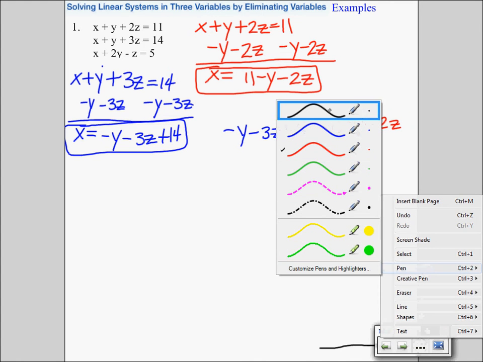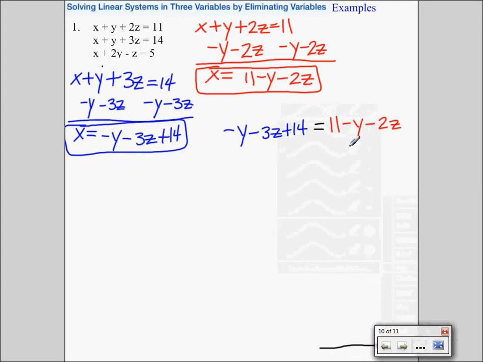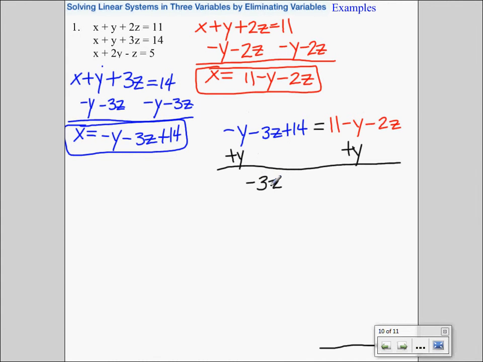Now let's just go through and solve for our variables. And something interesting is going to happen. If we were to add y on both sides of the equation, you'll see that the y's will go to 0, leaving you with just negative 3z plus 14 equals 11 minus 2z. So now what I would like to do is to solve for z by getting all the z's on one side and all the other numbers on the other side.